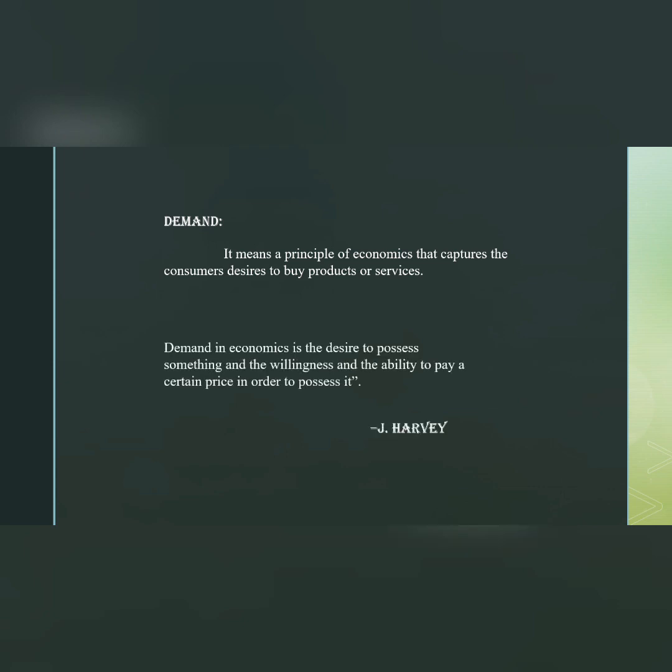So let's see the definition of the law of demand. Demand in economics is the desire to possess something and the willingness and the ability to buy at a certain price in order to possess it. This definition is given by J. Harvey. And let's see the characteristics of demand.